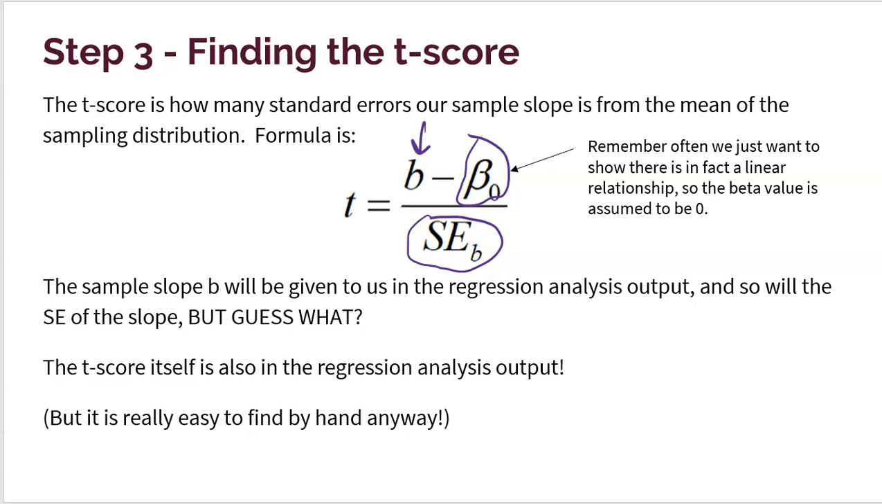All right, so the t-score itself is also in the regression analysis output. What? Yeah. So yes, I'm teaching you how to find the t-score. But believe it or not, you don't even have to do the work to find the t-score, because if you have one of those regression analysis outputs, the t-score is given to you. It's crazy. These problems are so awesome because they truly involve very little work. But it's actually really easy to do by hand as well. And I'm going to show you that in some examples.